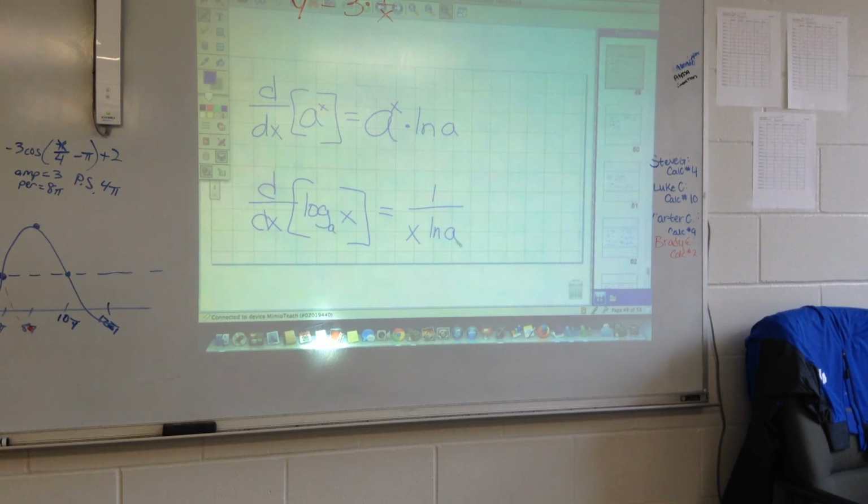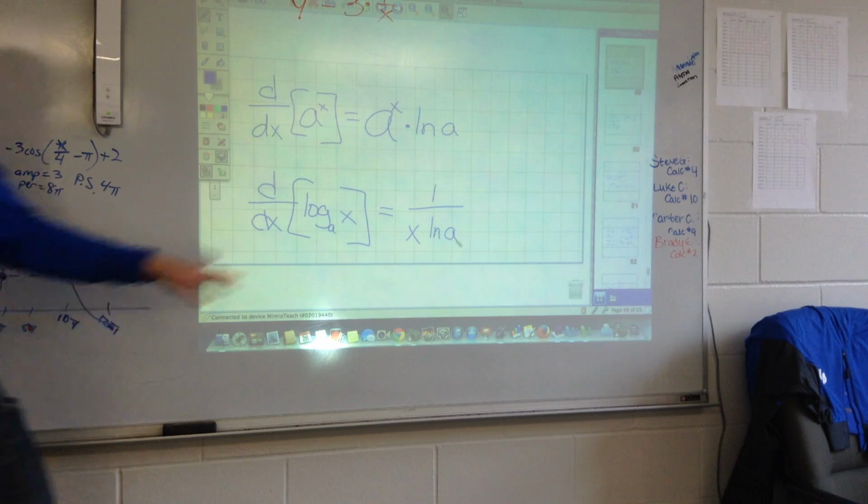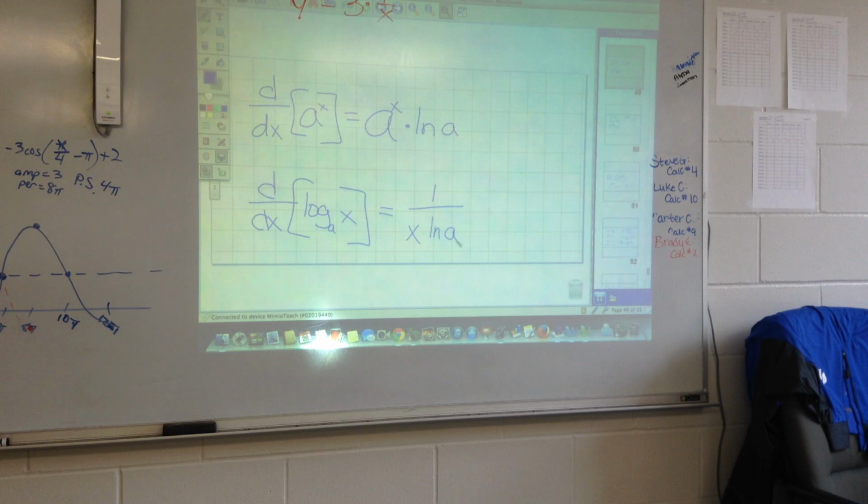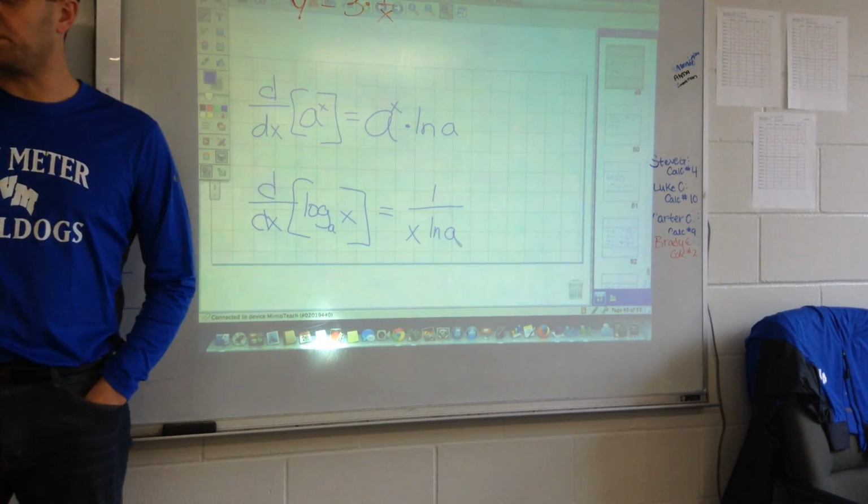The derivative of a logarithm to the base a of x is equal to 1 over x ln a, x times the natural log of a. So those are your two derivatives that you'll be using today.